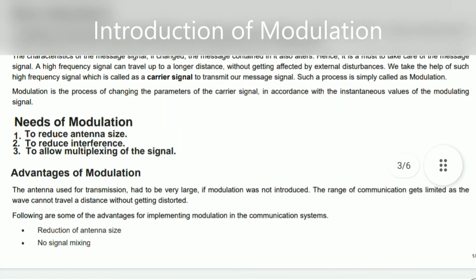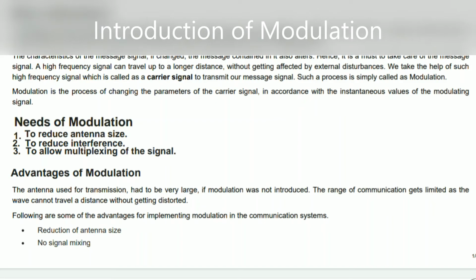Number three is to allow multiplexing of the signal. So what does it mean? Multiple signals can be transmitted at a single time through a single channel. So these are the needs of modulation.